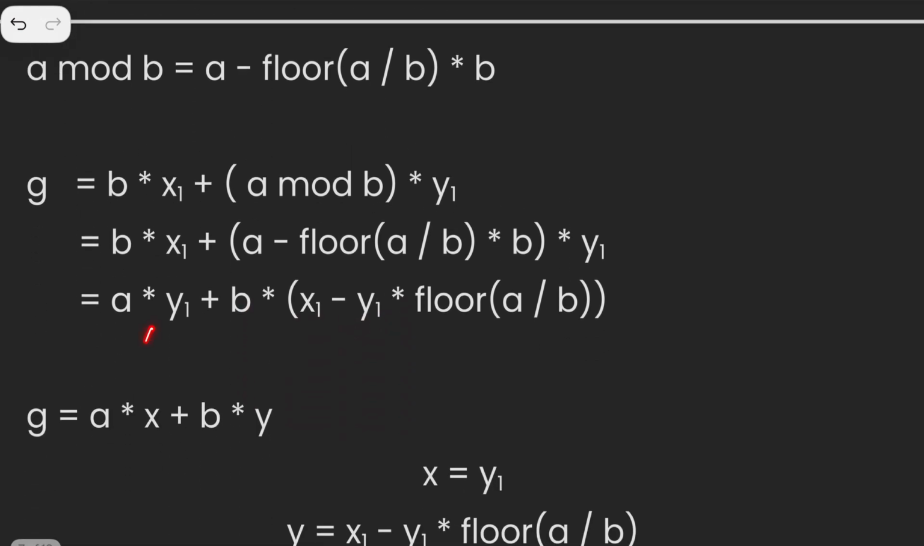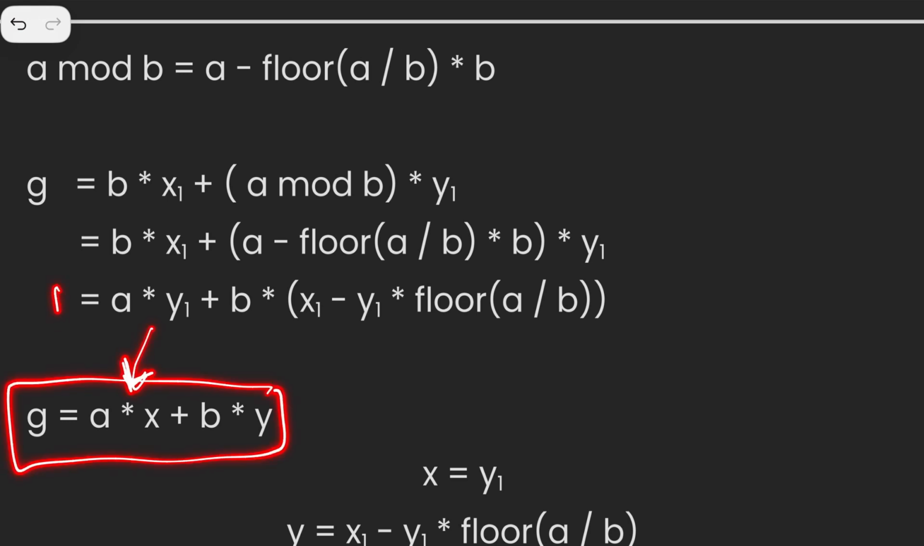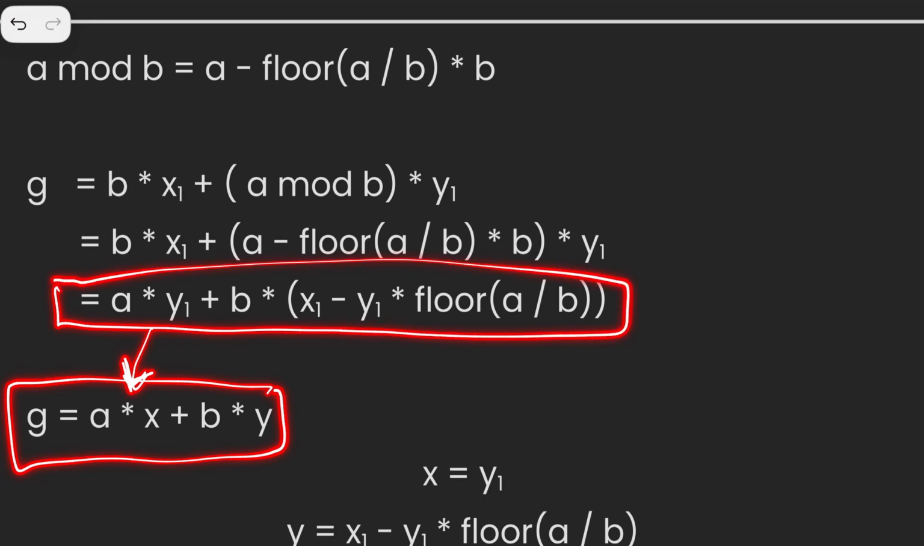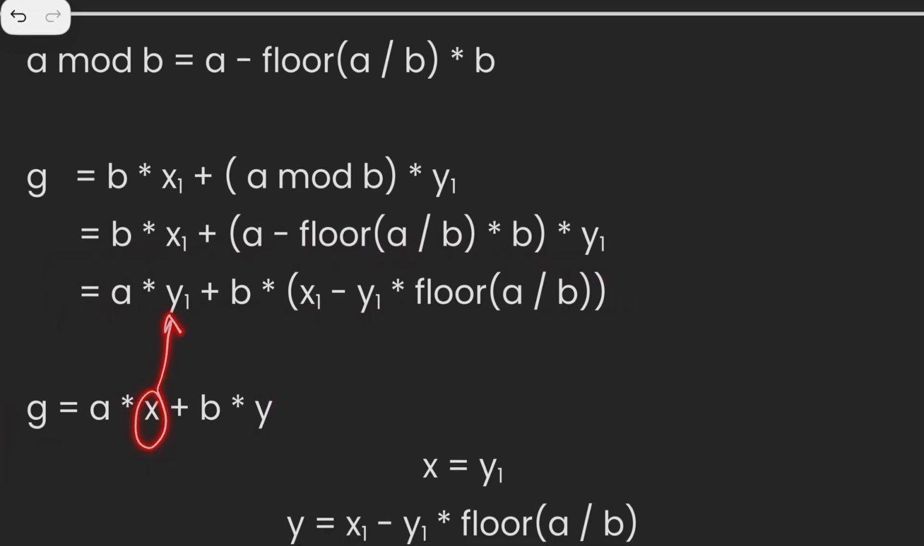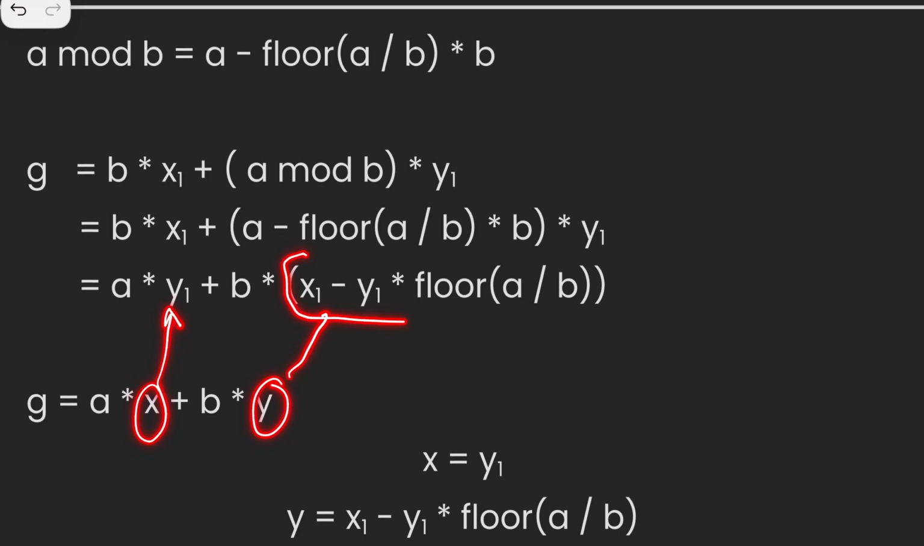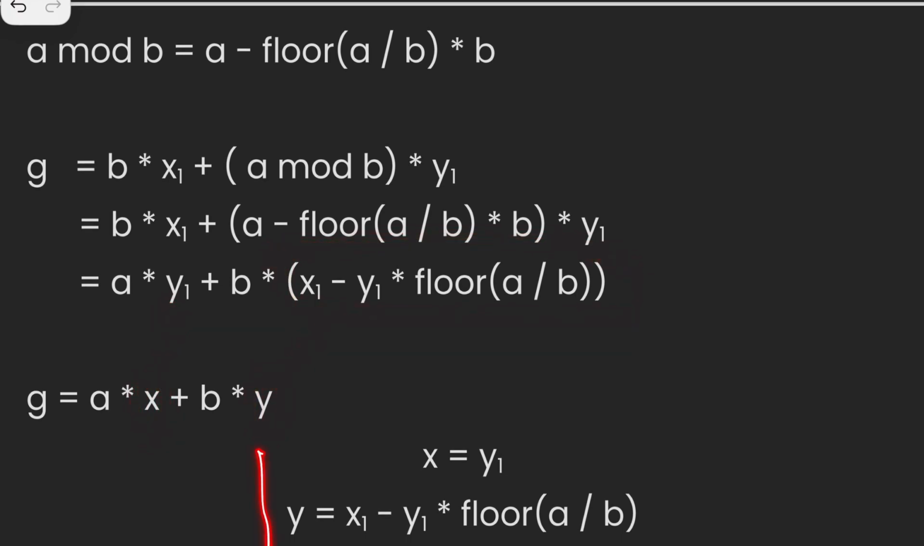Now we are going to compare it with the solution that we need to find. So this is the problem statement that we had, and this is the equation that we arrived at. So comparing these two, we get to know that x is going to be y1 and y is going to be this value. That's what I have written here. See, in this entire solution, we know the value of y1, we know the value of x1, and we do know the value of a and b. So we can find x and we can find y.